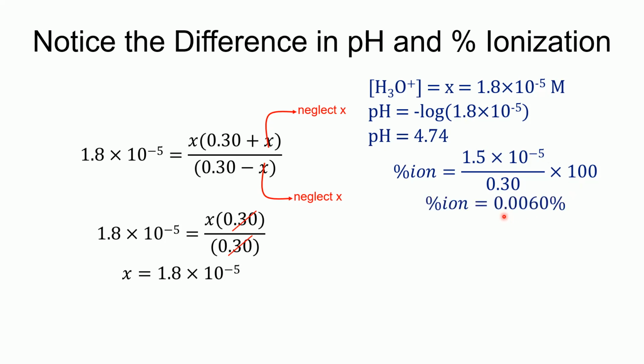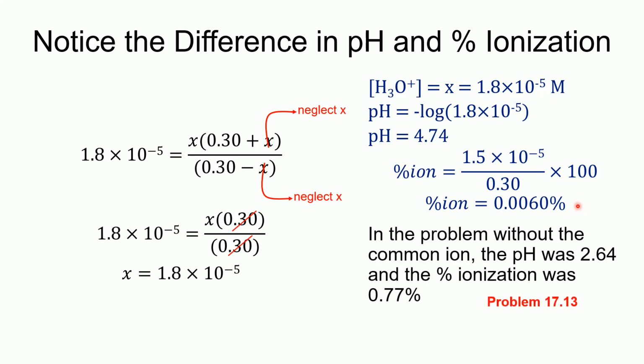And that gives us 0.060%. Now, we compare that to what we just saw on the one where we didn't have the common ion. On that one, our pH was 2.64, which is significantly lower. But the big difference here is that percent ionization. In the other problem, it was 0.77%, but here it is 0.0060%. Well, that's 2 orders of magnitude difference in the percent ionization. That is a huge decrease in percent ionization.